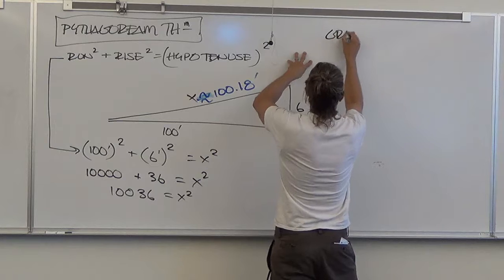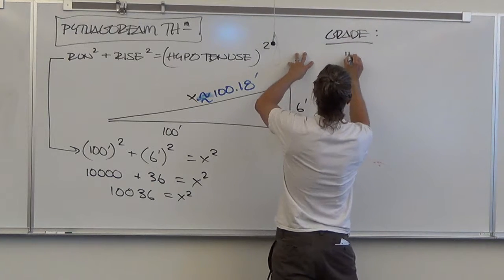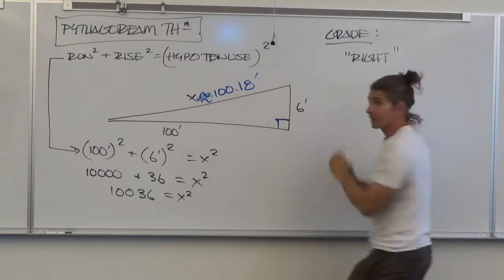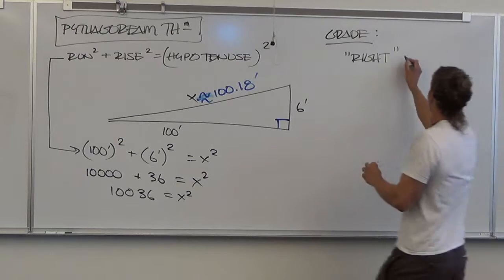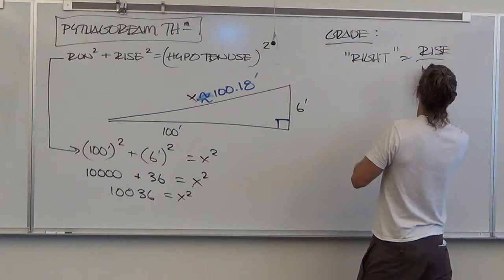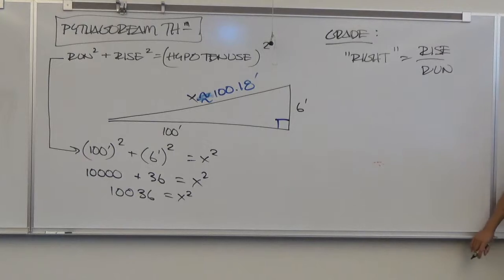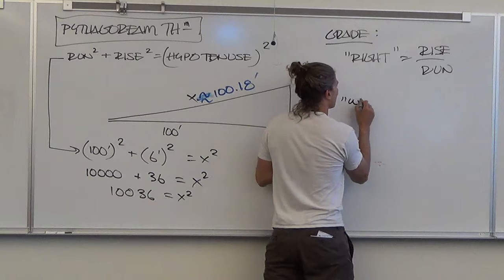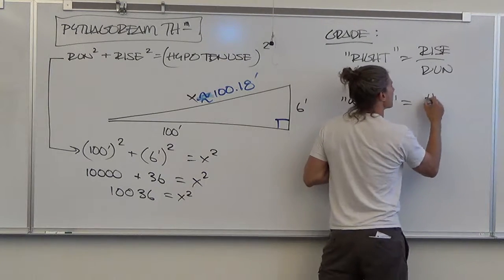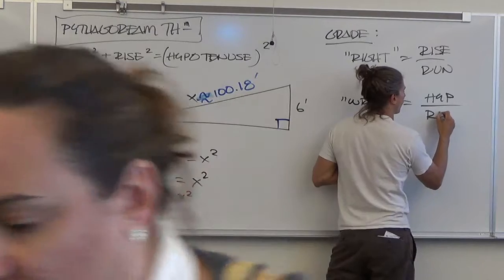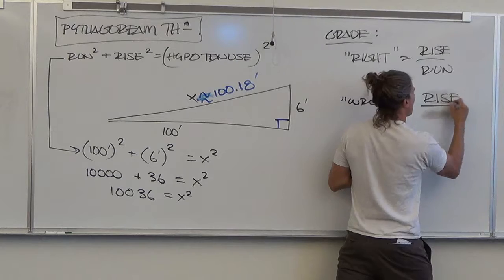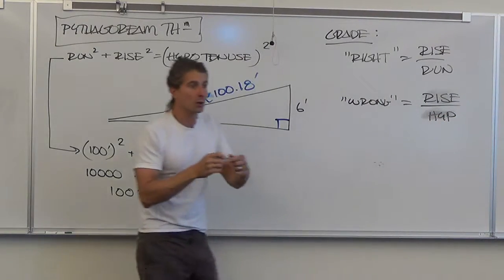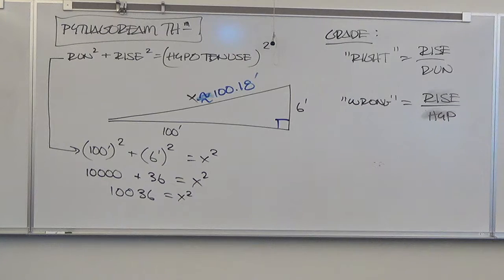The grade calculated the right way is the rise over the run. We've been talking about that since last class, yes? It's the rise over the run. And I only call it the right way in quotes because that's what it's been defined to be. The wrong way is by using the rise over the hypotenuse. In other words, you switch out the run and replace it with the hypotenuse.